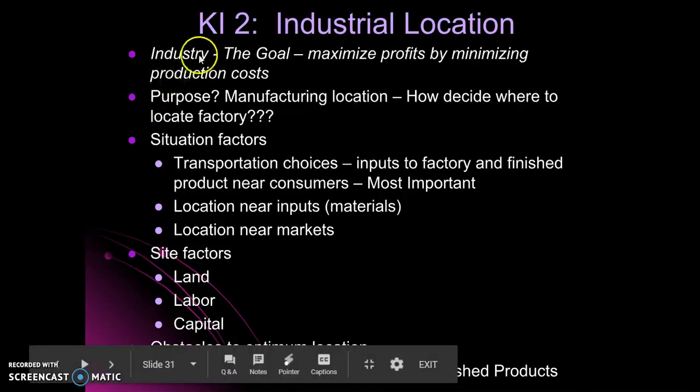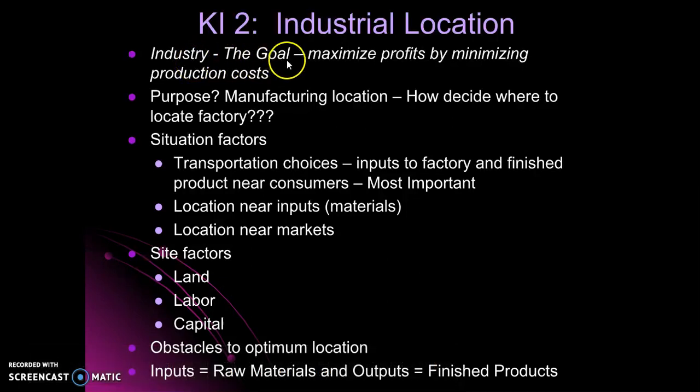So remember, when we talk about industry, the goal for every business is not just to make money. Please get that concept out of your mind. It's not just to make money. Their goal is to maximize their profit. That means to make the most money they can by minimizing those production costs. Profit equals your revenue, so what you sell and how much you sell it for, minus your production costs. So that revenue minus your costs equals your profit.